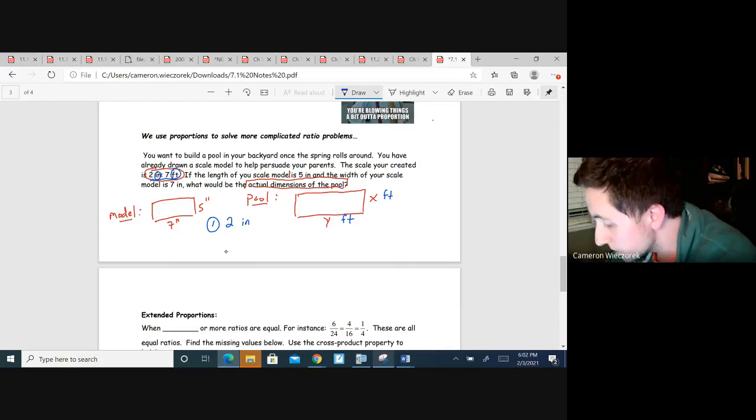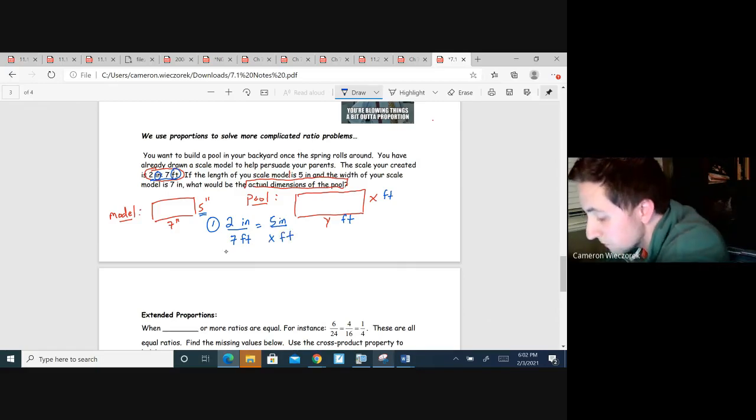If 2 inches represents 7 feet, that's my scale model. I'm going to start with the 5 inches. I don't know how much 5 inches would be. So I'm going to set 5 inches over x feet. Notice how I kept things consistent from the left to the right. Inches was on the top on the left-hand side. Inches was on the top on the right-hand side. Feet was on the bottom on the left-hand side. Feet is on the bottom on the right-hand side.